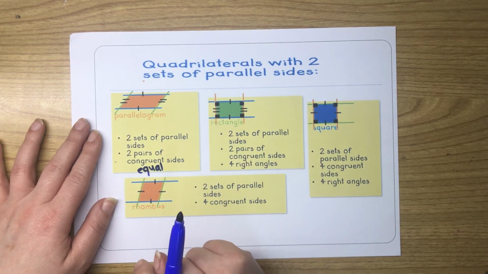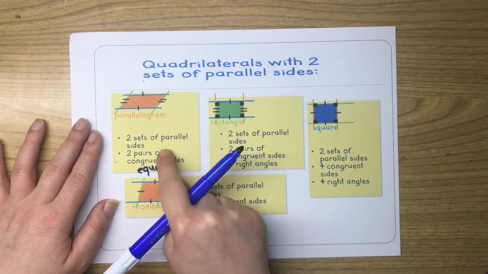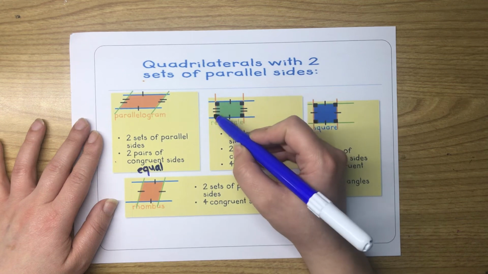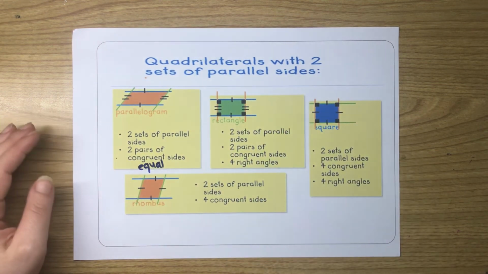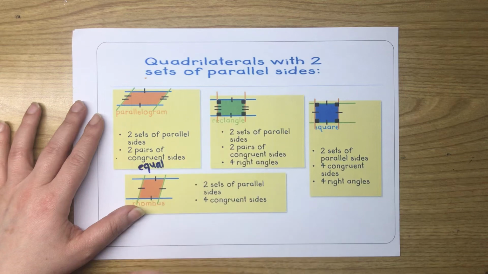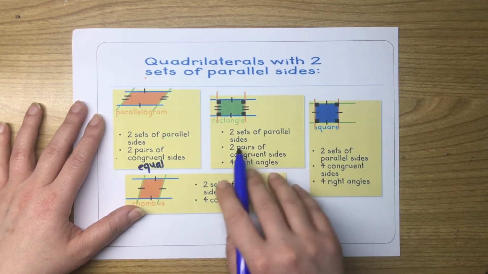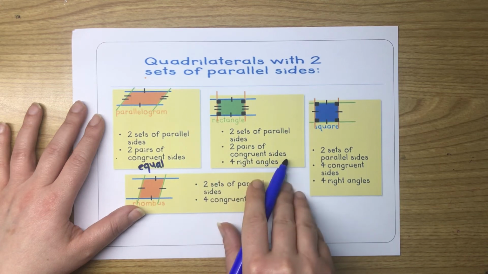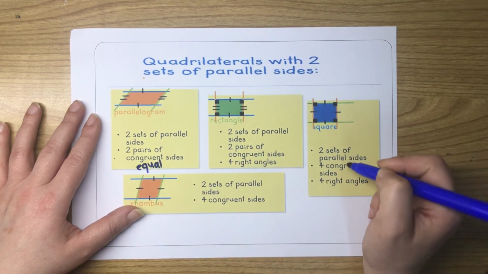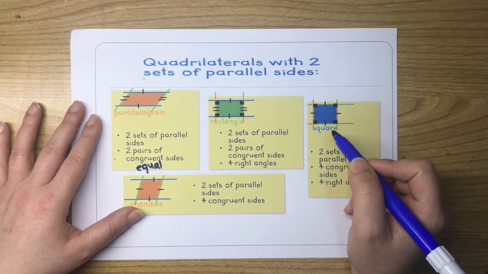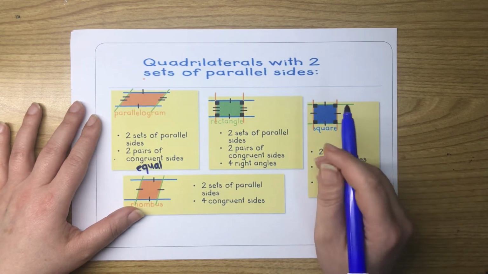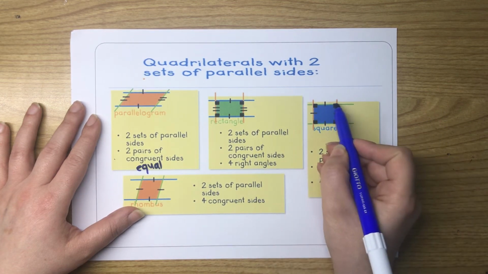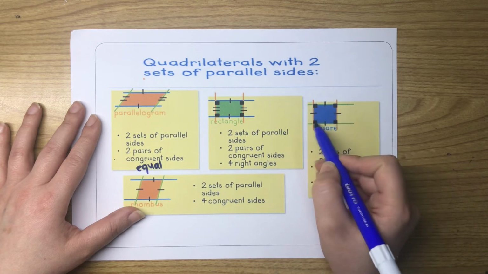The square has the same characteristics as the parallelogram, but its main characteristic is that it has four right angles. So two sets of parallel sides, two pairs of congruent sides. Congruent means equal. Two pairs of equal sides and four right angles. The square is the only regular quadrilateral. That means it has four equal sides and four equal angles.